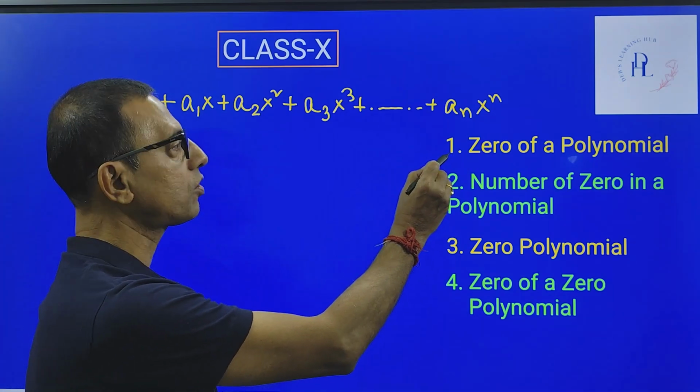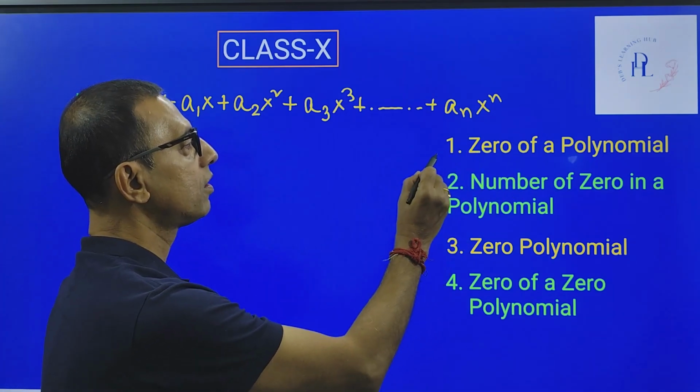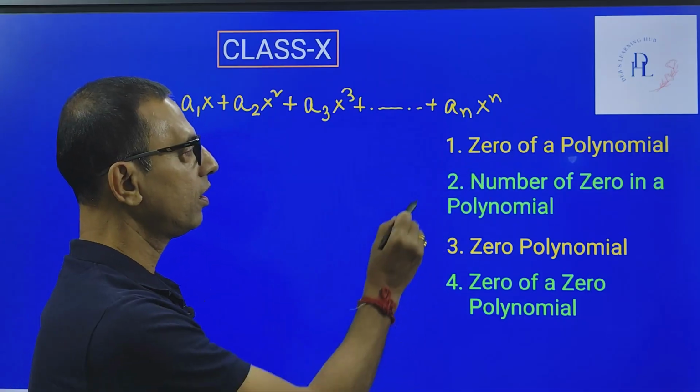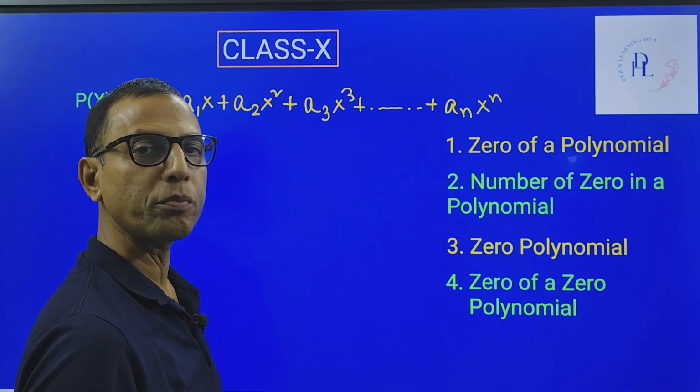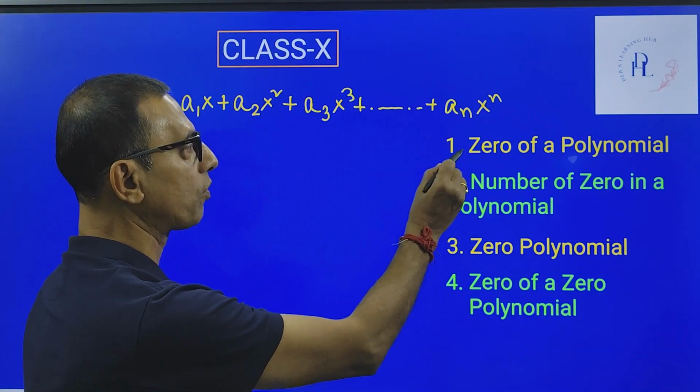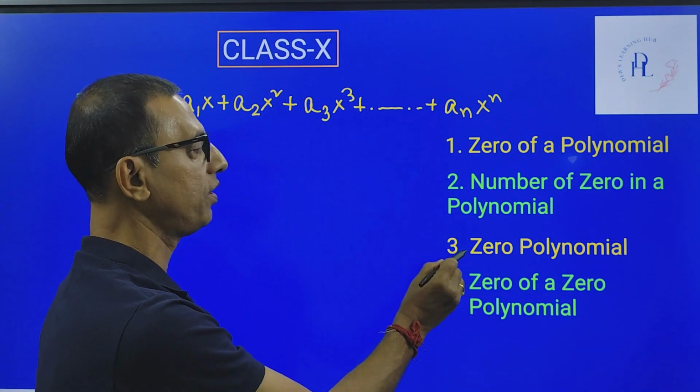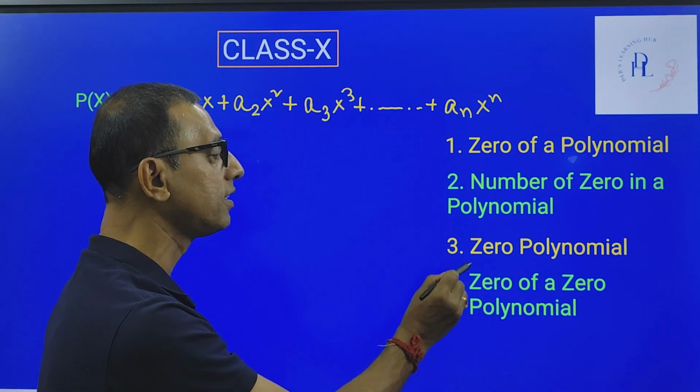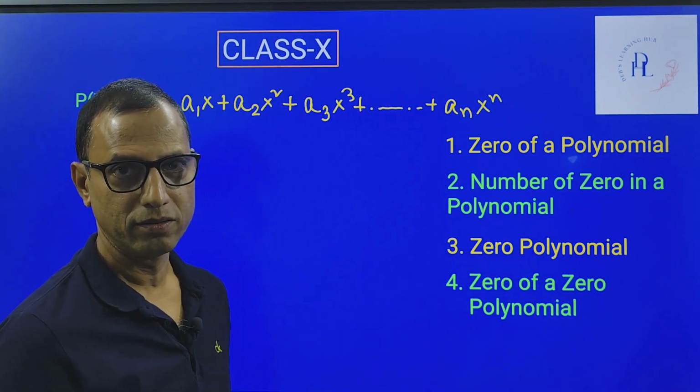तो क्या क्या टॉपिक आज मैं कवर करूंगा इसमें. नंबर 1, व्हाट इज जीरो ऑफ अ पॉलिनोमियल. नंबर 2 इज नंबर ऑफ जीरो इन अ पॉलिनोमियल. नंबर 3 इज जीरो पॉलिनोमियल. व्हाट इज जीरो पॉलिनोमियल. नंबर 4 इज जीरो ऑफ अ जीरो पॉलिनोमियल.